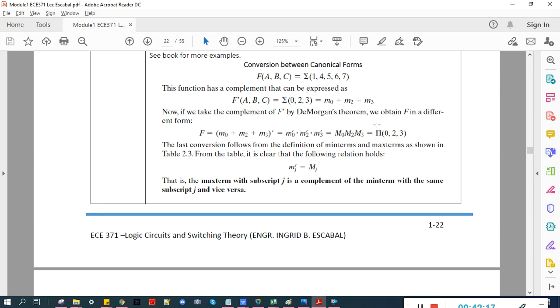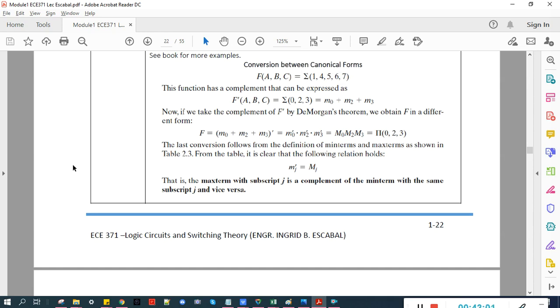Therefore, to convert f, which is the sum of the min terms, into the form product of max terms, we just take the subscripts that are not in here, so 0, 2, 3, and that is the max terms of f. So f is equal to the product of the max terms 0, 2, 3, or f is the sum of the min terms 1, 4, 5, 6, 7.